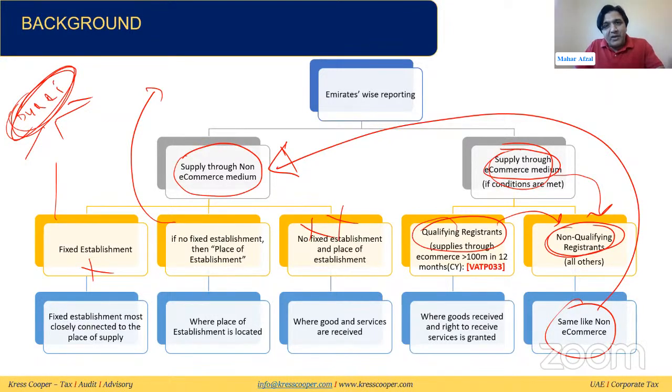So if the value of the supply is more than 100 million and this supply is being made through the e-commerce medium, then they have issued public clarification number 33, and we need to report the goods and the services in the respective Emirate where these goods and services are being received.